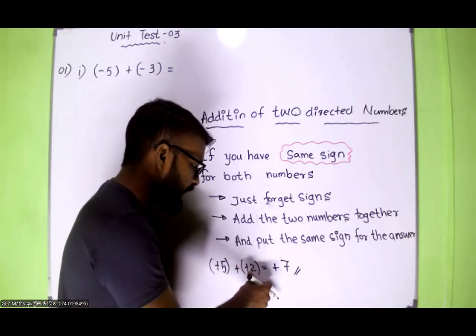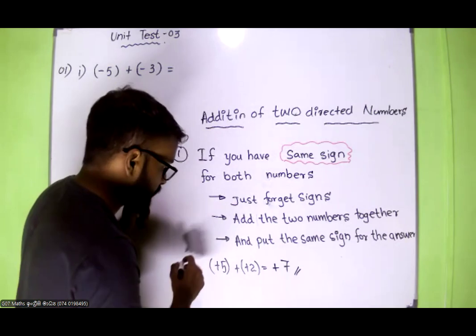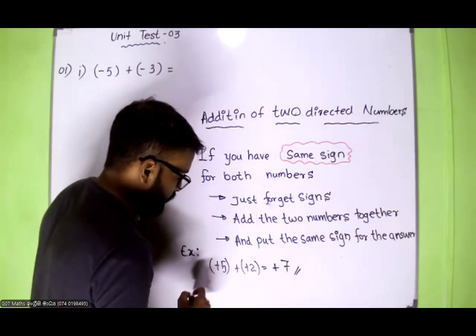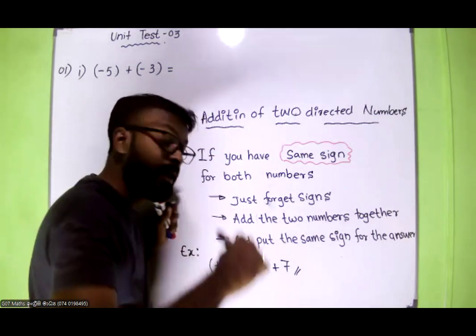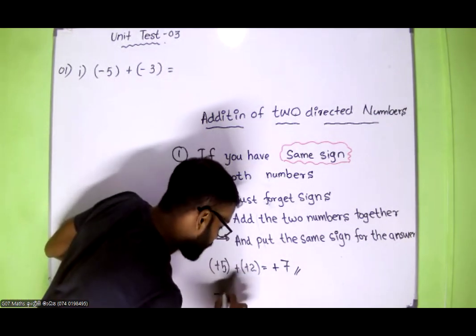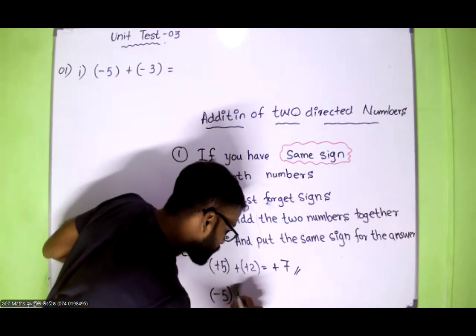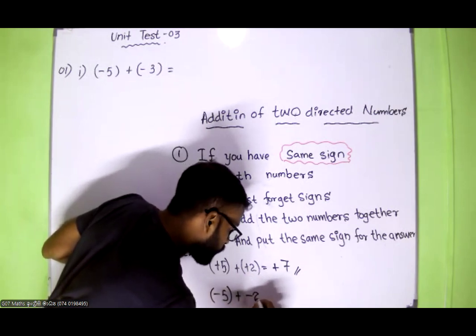Now I will take another example. These are examples. Now I will take negative numbers: negative 5 plus negative 2.